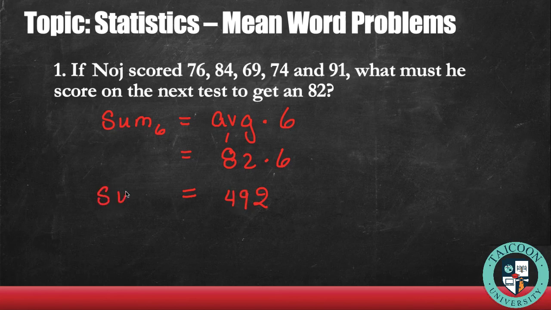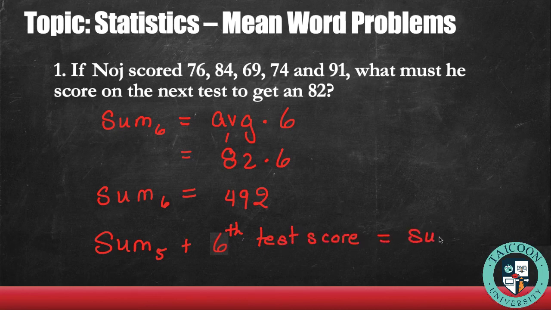So we know that the sum of 6 numbers is actually 492. The last step is simply to add up the sum of the 5 numbers and to see what the delta is. The delta just means the difference between the sum of the 5 numbers and the sum of the 6 numbers, because we know that the sum of 5 numbers plus the 6th test score is going to give us the sum of all 6 exam scores.